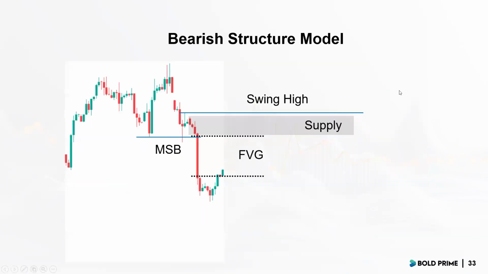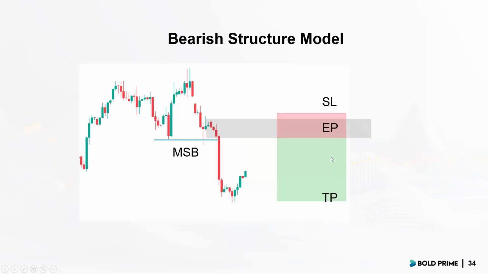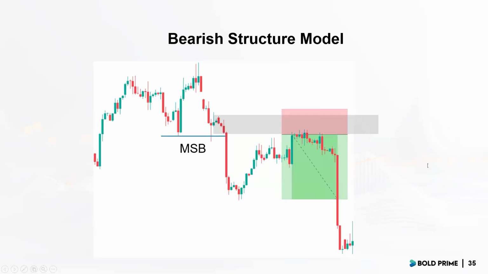Okay, now in the bearish market model, what do we have? Same thing, right? We have a market structure break, we have an impulsive move, we have a fair value gap, we have our order block, supply zone. We basically wait for the market to pull back towards the order block. We have our swing high as our stop, our swing low as our target, and the market basically reacts off this order block very nicely.